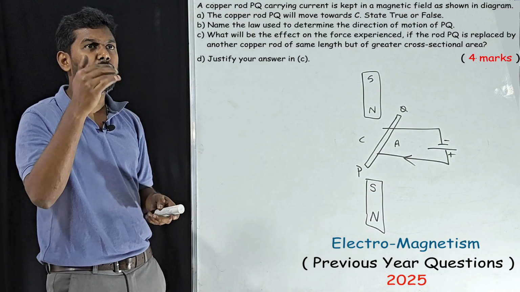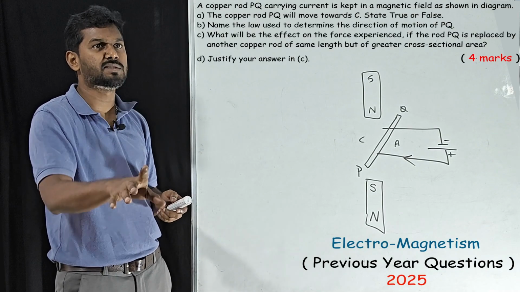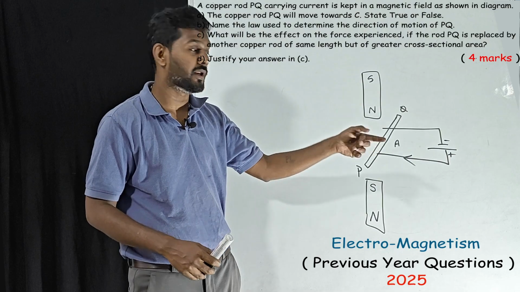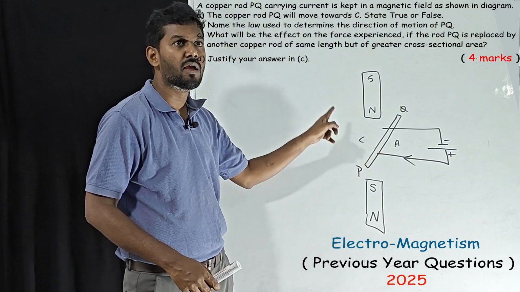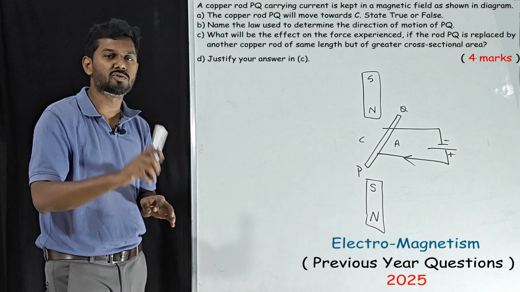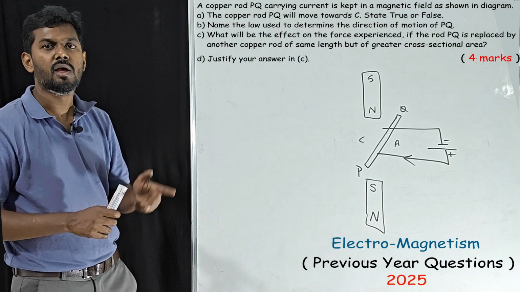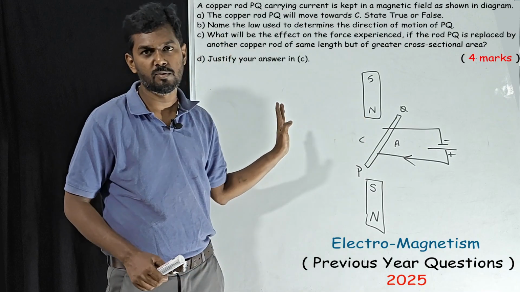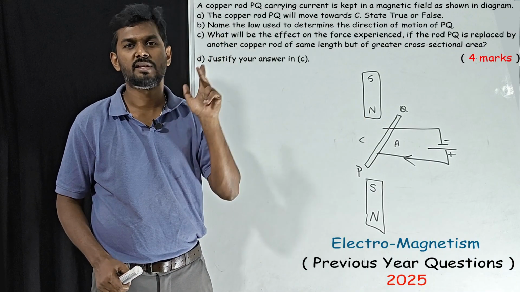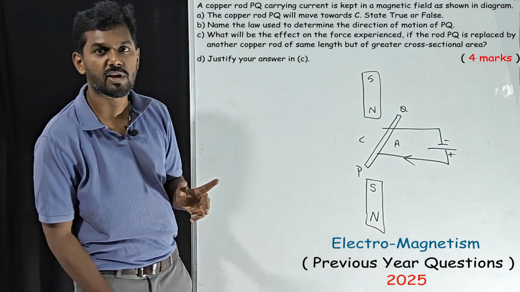Now the copper rod PQ will move towards C. They are giving you the statement. They are saying the copper rod is going to move towards C. We have to say whether it is true or false. Very simple. So we know external magnetic field, current, a force will be generated. This is Fleming's left hand rule. How to use Fleming's left hand rule?